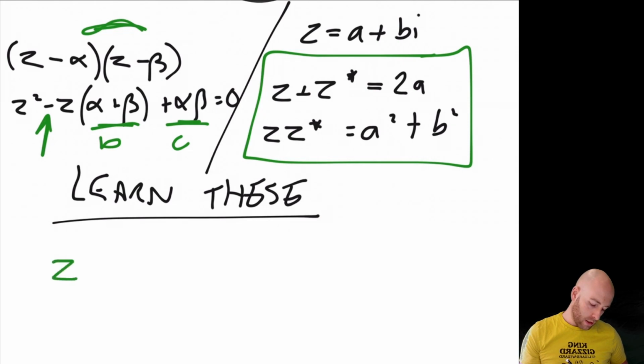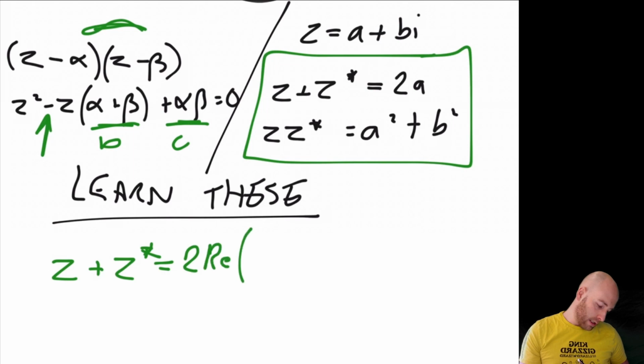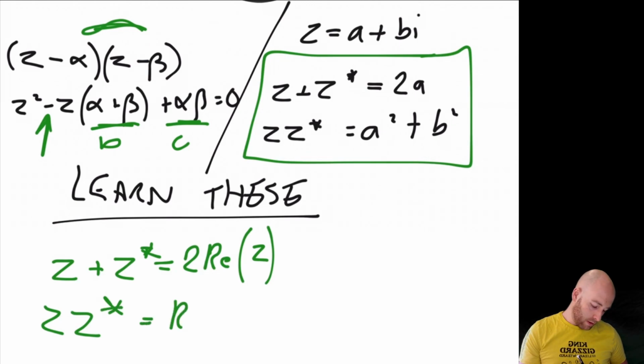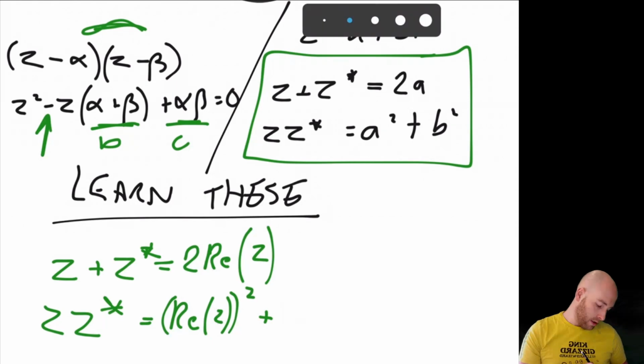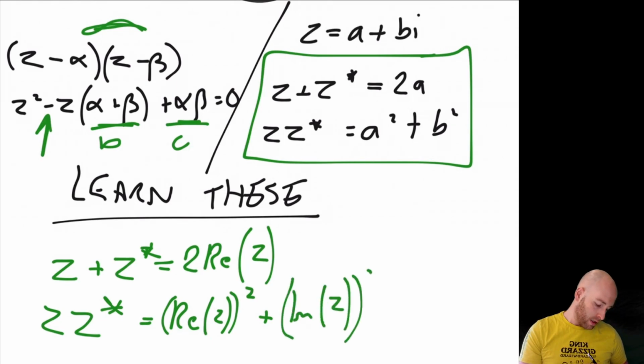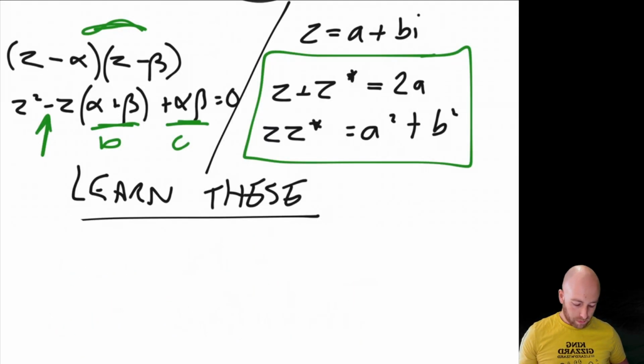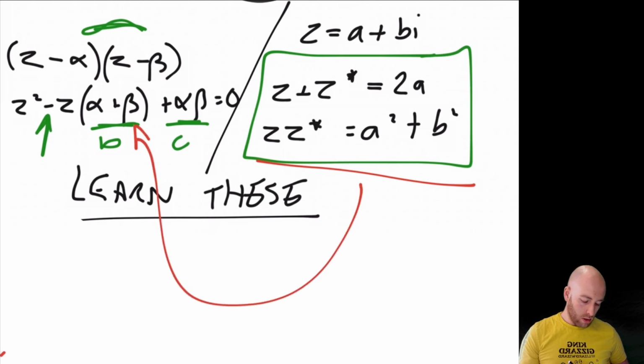So we could say z plus z star equals 2 re of z, and z times z star is re of z squared plus im of z squared, but I'll just learn it with a and b like it says above. So you don't have to learn that, but it does save you a lot of time if you do, because you can very quickly just go straight to these terms in the quadratic without really thinking about it.